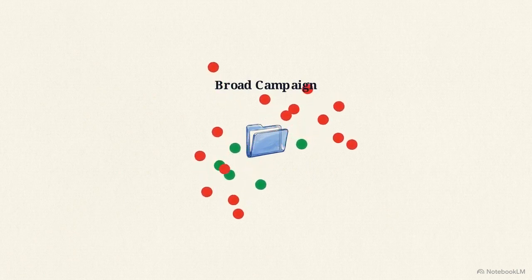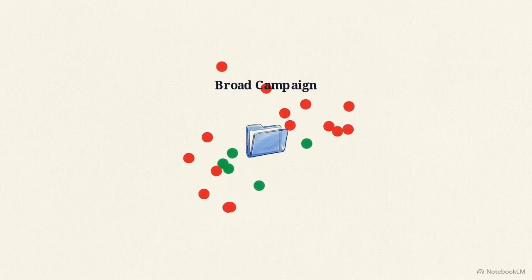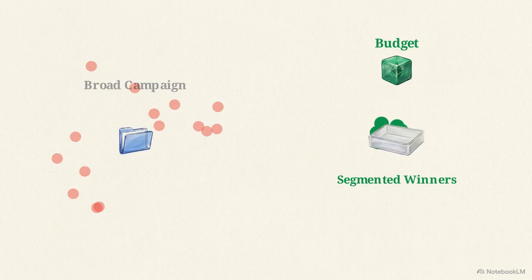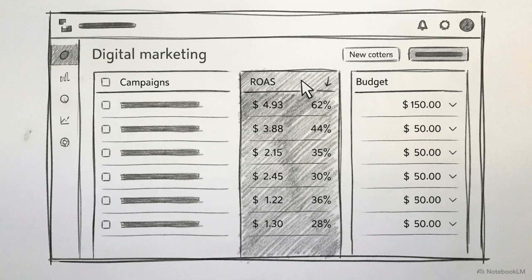Look at this structure. If you dump all products into a single broad campaign, high-performing items get buried underneath lowest performers. The fix is to split this broad setup into isolated categories based on product type. Now, profitable items have dedicated budgets. Go to your campaign's dashboard and sort by ROAS, return on ad spend, from lowest to highest. This exposes exactly which segments are bleeding your budget.